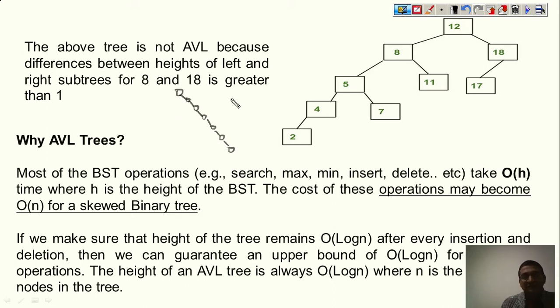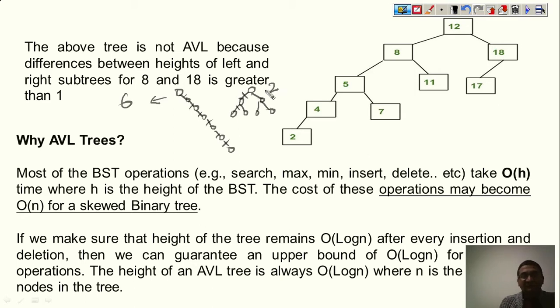Now I can also make one tree something like this: 3, 4, 5, 6, 7. If you look at this tree, the height is 1, 2, 3, 4, 5, 6. So the height of this tree is 6, and the height of this other tree is 2. And you can easily observe that with only 7 nodes there is a huge difference between the heights.